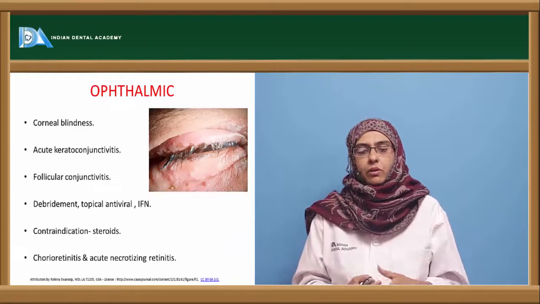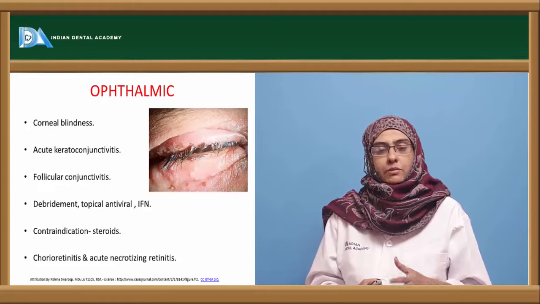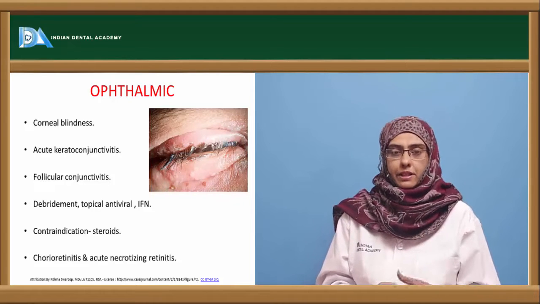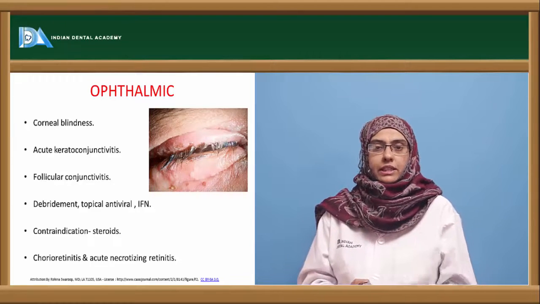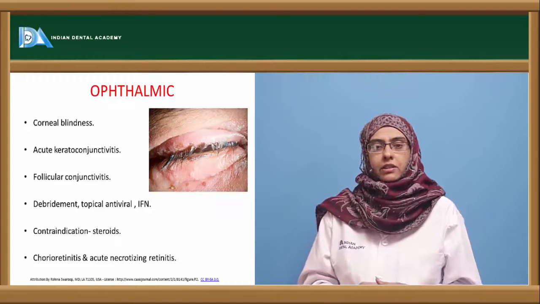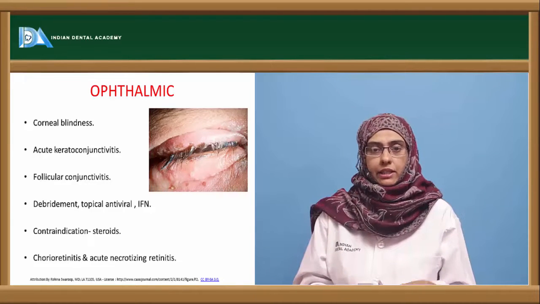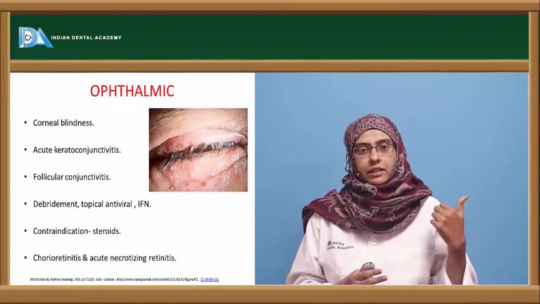Coming to the third important part, the ophthalmic, that is the eye area, where the organism mostly causes infection in the developing countries. Here the organism has the ability to cause disease ultimately leading to corneal blindness. Apart from that, the organism also causes acute keratoconjunctivitis, which can occur by itself or via facial herpes.